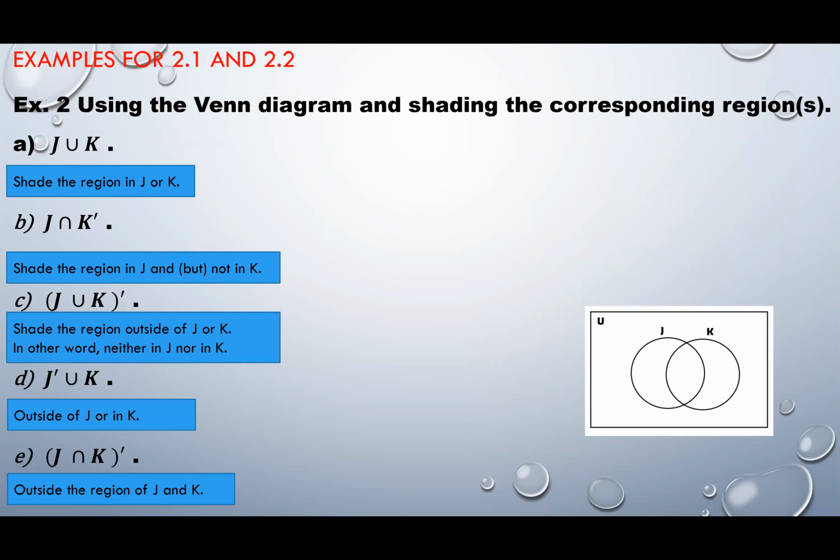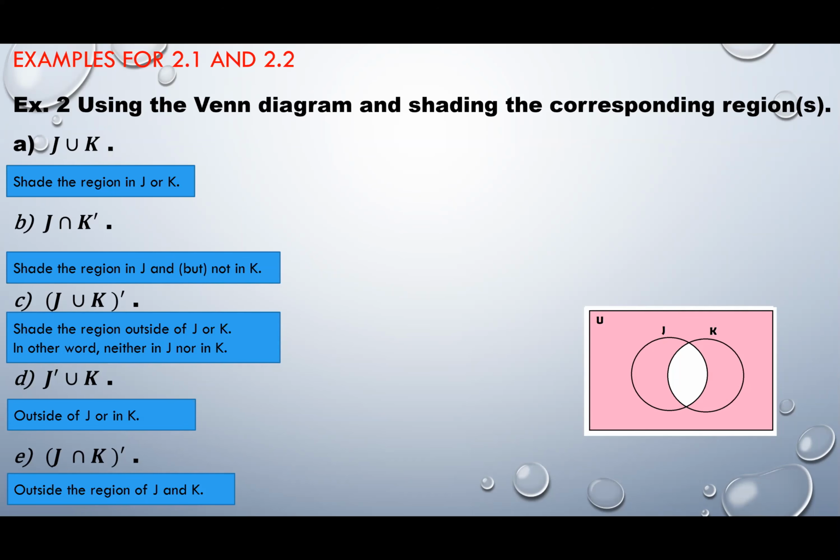And lastly, let's do E. If the outside region of J and K, looking at this thing here, do you agree that J and K is this item, right? J and K is where the two items intersect. But then they turn around, they say, I want the complement of that. Meaning, whatever you just shaded, I don't want it. Throw that region away. I want the region outside of the thing that you just shaded, which is everything else except the J and K region. Everything else except the overlap.